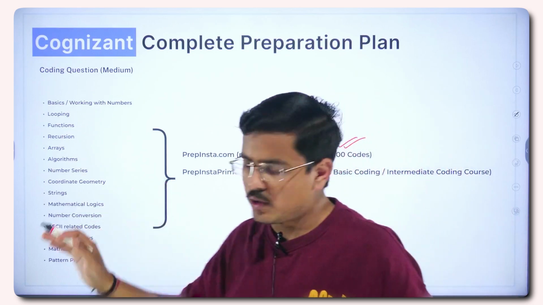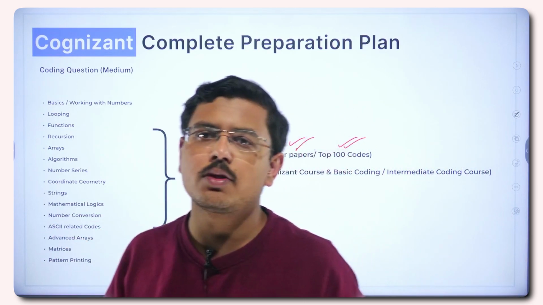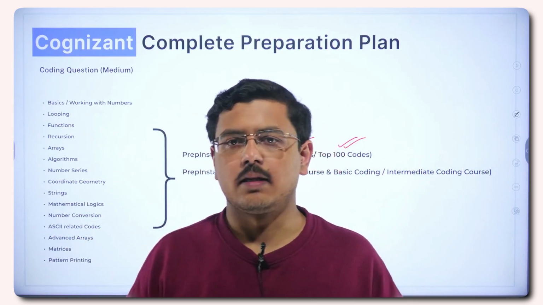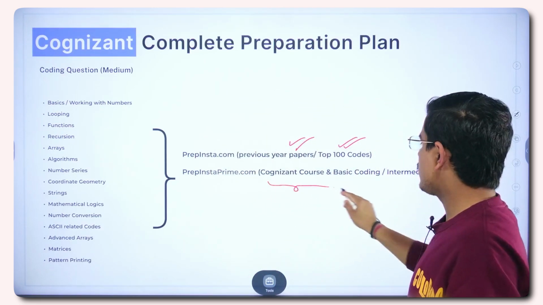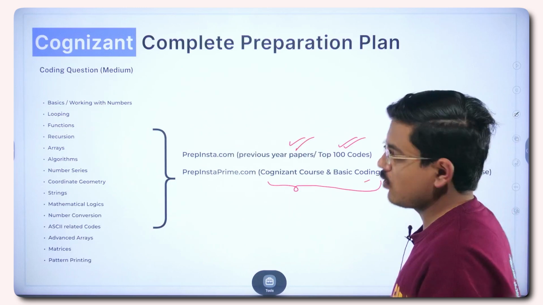You've seen top 100 codes enough times. I've shown you enough times. You can go there and practice it out. Or you go to the prepinstaprime.com Cognizant course and the basic coding and intermediate coding courses.